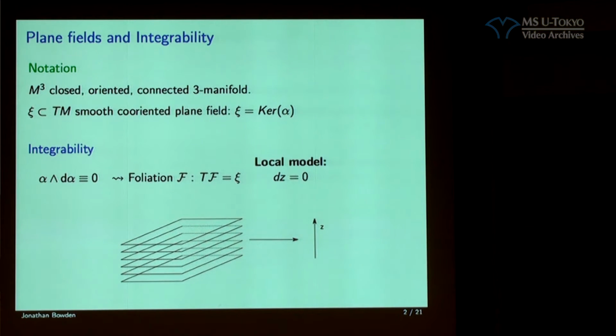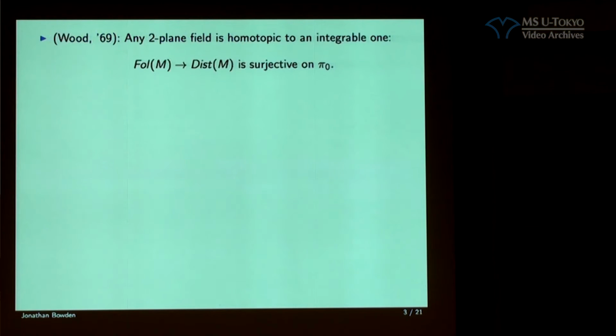And one thing about the foliation is that locally it's a stack of sheets of paper, so it has a nice local model in nice coordinates. It's just given by dz equals 0. Good. So now for some prehistory. It's really prehistory because it's from Wood in 1969. These integrable plane fields are very abundant. Any plane field is in fact homotopic to an integrable one.